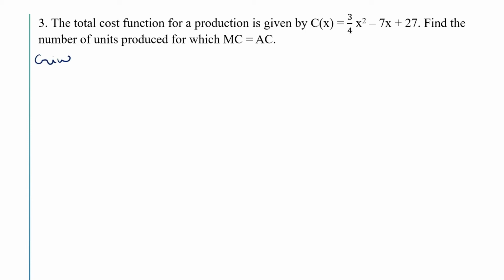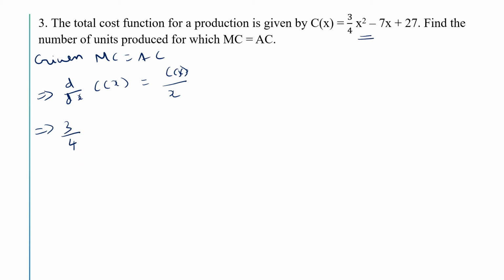So we have given marginal cost equal to average cost. So it means d by dx of the cost function is equal to C of x divided by x. When we differentiate this with respect to x, we have 3 by 4 into 2x minus 7 equal to 3x by 4. Now we have to divide this by x: 3x by 4 minus 7 plus 27 by x.